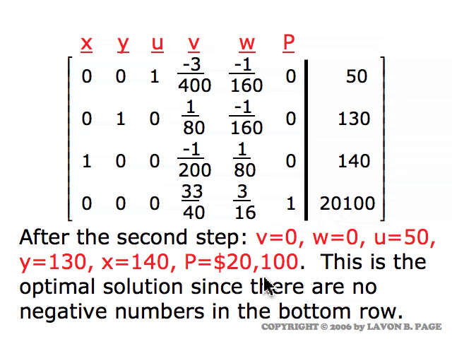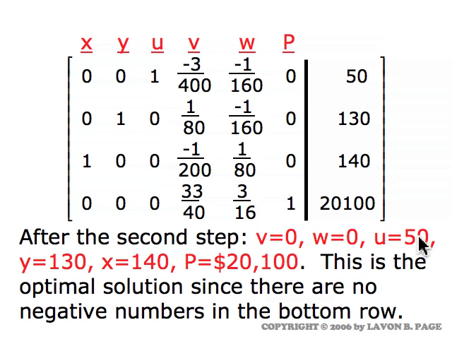So let's describe in words what we have learned. We've learned that the planting strategy which will produce the greatest profit is to plant 140 acres of corn, 130 acres of soybeans. The profit obtained will be $20,100. This is, I believe, the same solution that we came up with when we treated this problem geometrically.